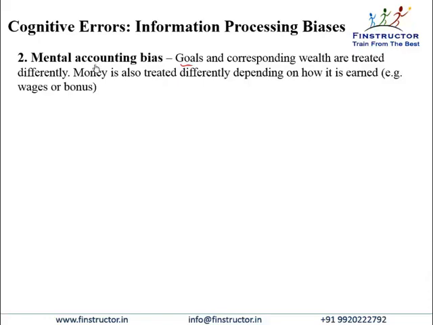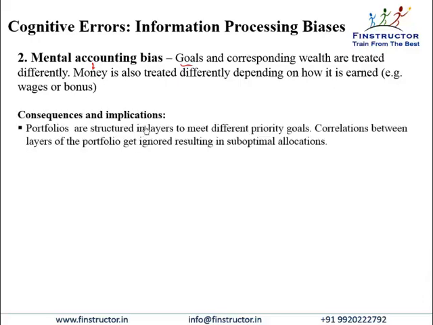Mental accounting also results in money being treated differently depending on how it is earned. So money earned from regular income is treated differently than money earned as a bonus or money received from inheritance. Whereas all the money is the same, it is a part of the same portfolio intended to meet the same overall objective. But even so, the way it is earned leads to a different use or a different way of thinking about the money. So we'll see this many times in the review on behavioral finance, that portfolios get structured in layers, each layer meeting a different priority goal.